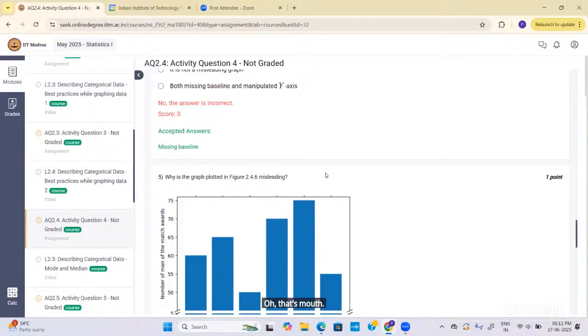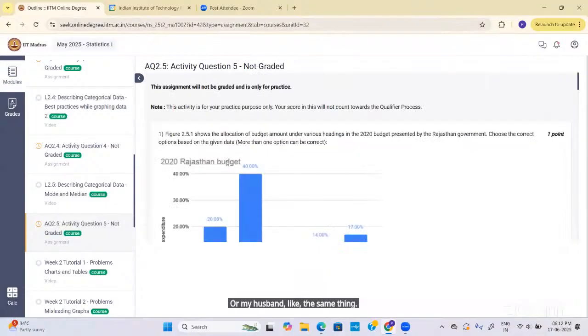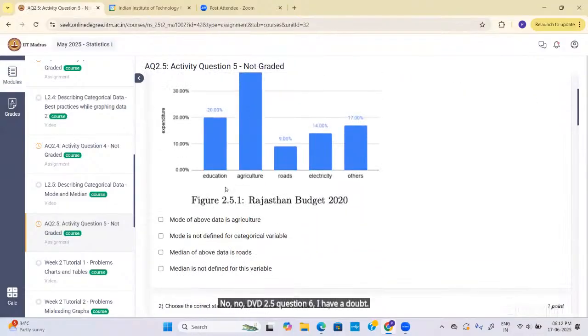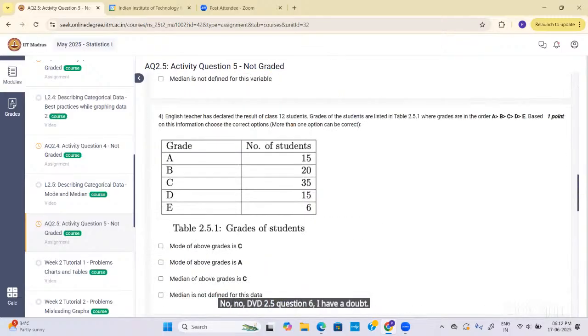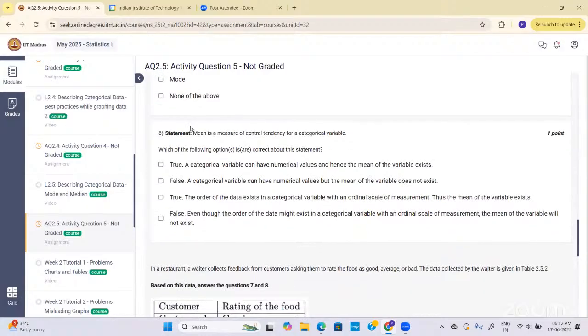Thank you, ma'am. Ma'am, I have a doubt in activity 2.5 question 6. Which question? Number 6. Yeah, so this question also we already discussed.